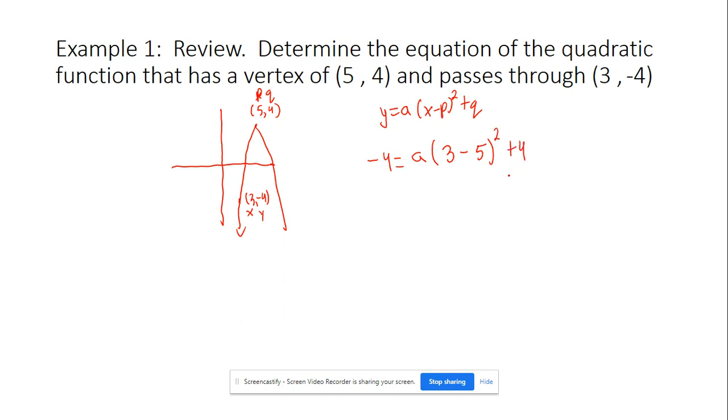q is 4. I'm going to subtract 4 from both sides. I get negative 8 equals a times... 3 minus 5 is negative 2, squared is 4. Divide by 4. Negative 2 equals a. So we get y equals negative 2(x minus 5) squared plus 4. So this is how we did questions like this. This is the vertex form of the quadratic function, a review from our last lesson.